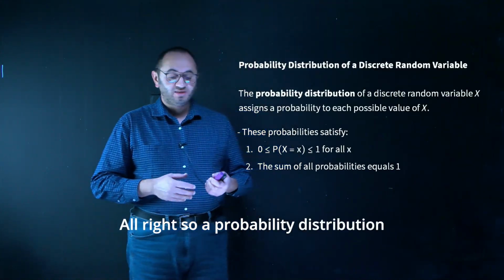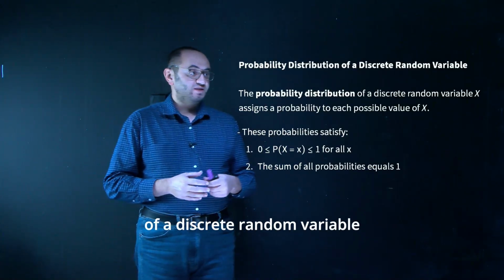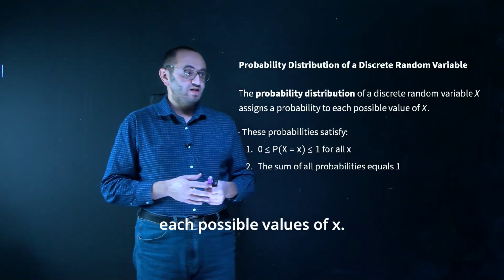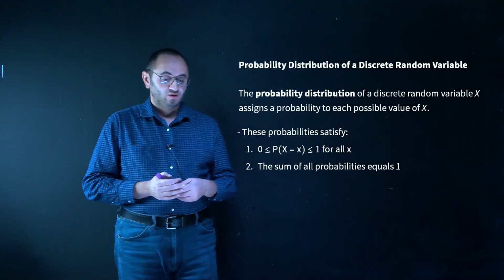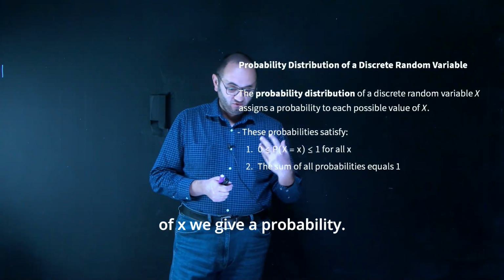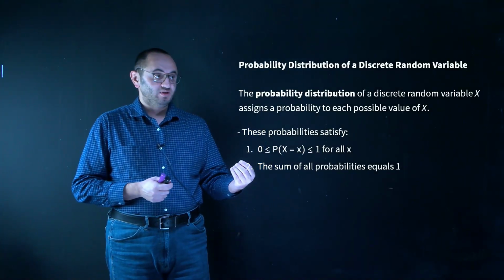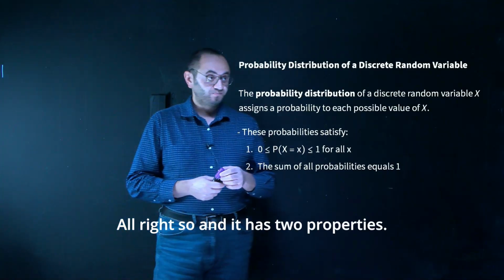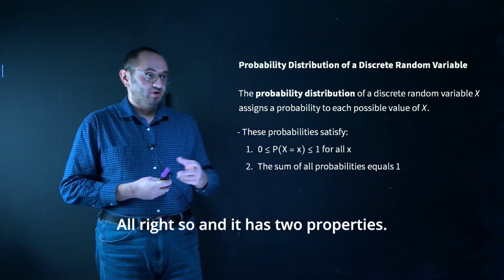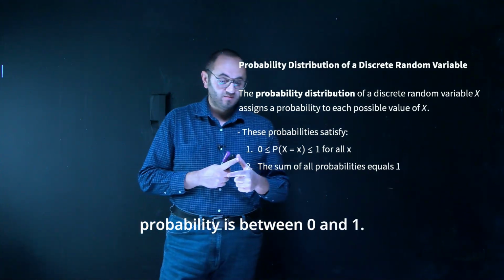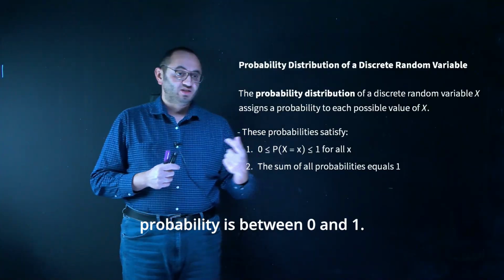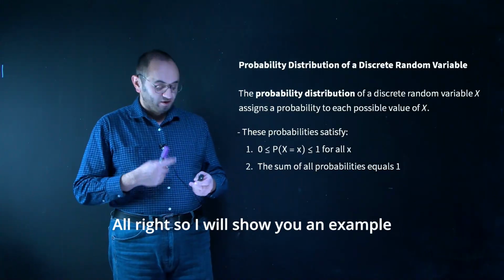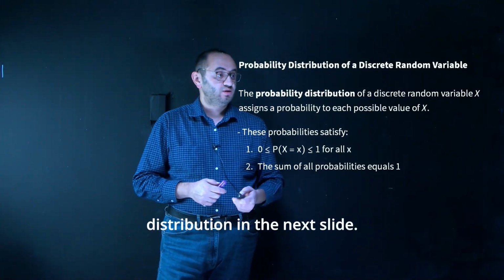A probability distribution of a discrete random variable assigns a probability to each possible value of x. So for each value of x, we give a probability. This is called a probability distribution. And it has two properties. Number one, the probability is between 0 and 1. Number two, the sum of the probabilities equals 1. I will show you an example of probability distribution in the next slide.